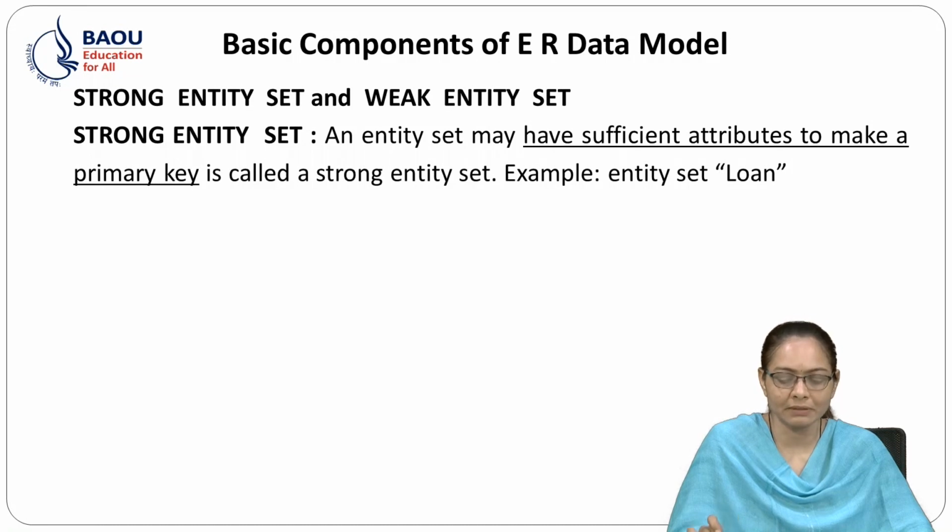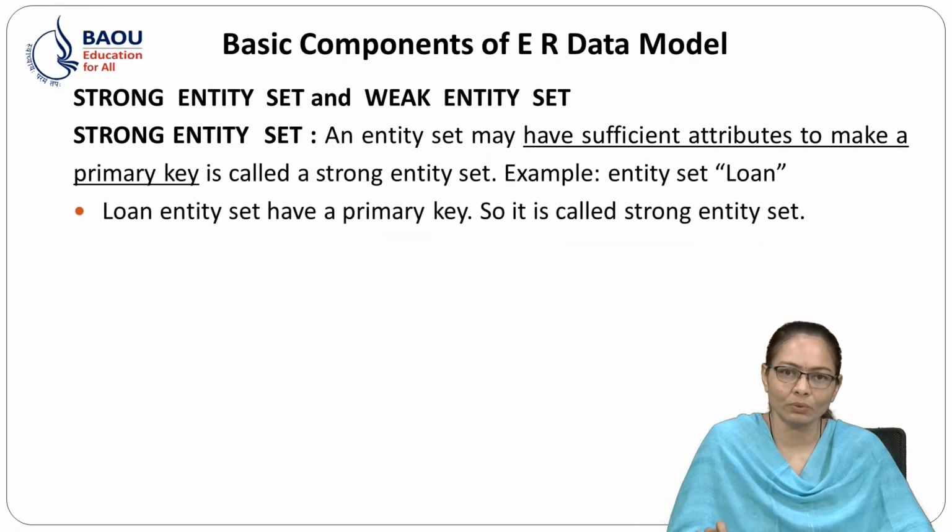For example, entity set loan. Loan entity set has a primary key, so it is called the strong entity set. Loan entity set has a loan ID and loan ID contains the unique data. So loan ID is called the primary key. So the strong entity means the loan entity set has a loan ID attribute which is the primary key.